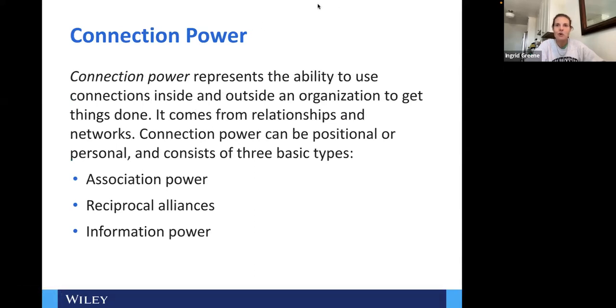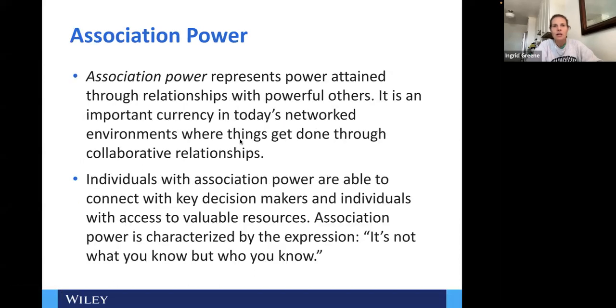Connection power. So yeah, I grew up in New York City, and we talked a lot about how there's a lot of power from who you know, right? And we're going to talk about that in associate power. Then we're going to talk about reciprocal alliances and information power again, so kind of circling back to expert power. So associate power is, it's not what you know, but who you know. And I think there's truth in this, right?